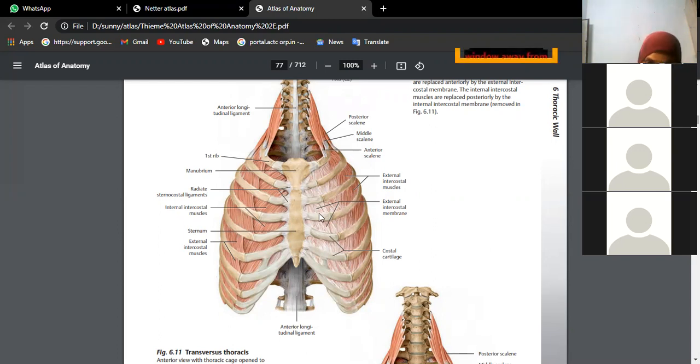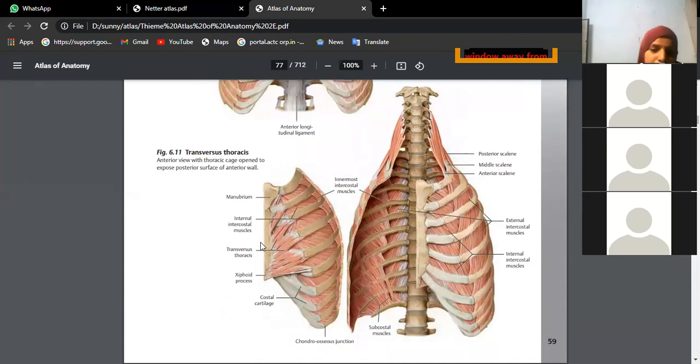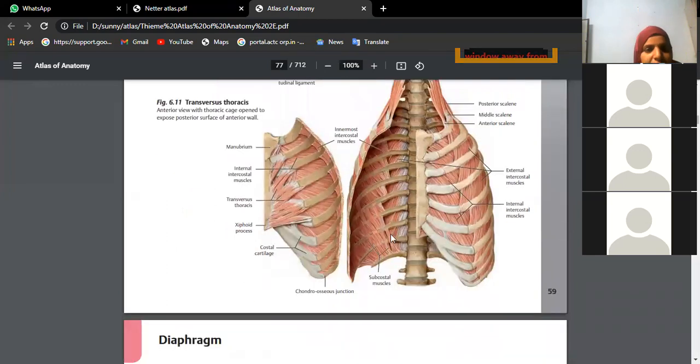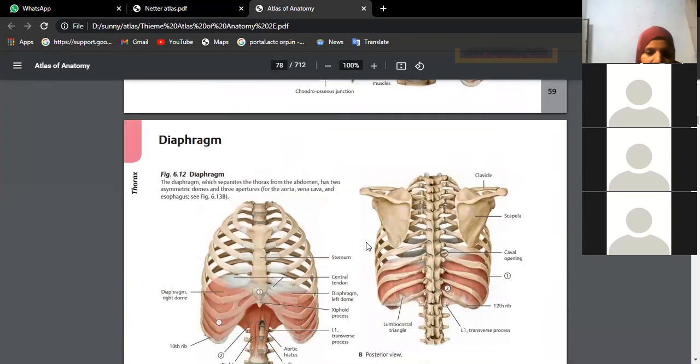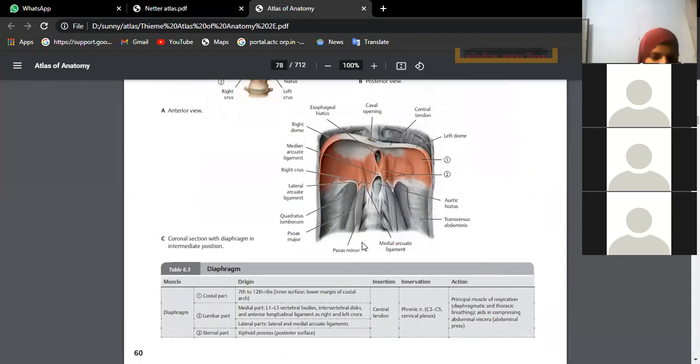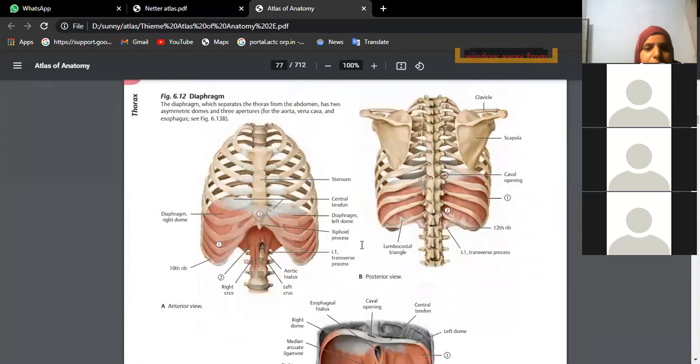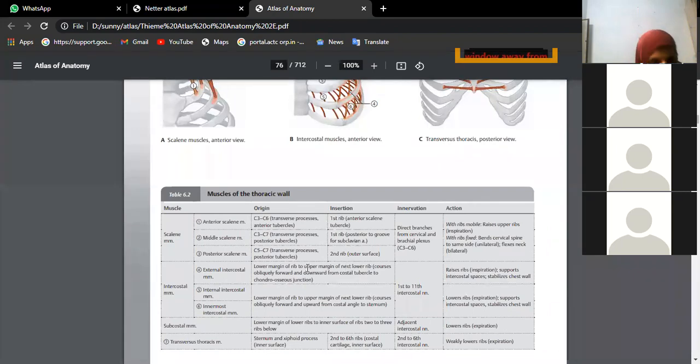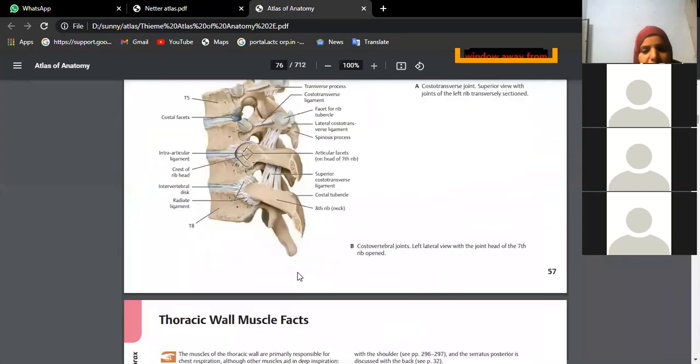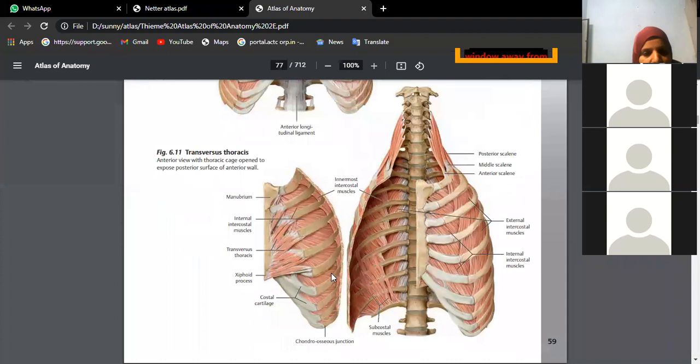Once you cut this membrane, the anterior intercostal membrane, external intercostal membrane, underlying that you will find the second muscle. What is this? Internal intercostal muscle. Okay. Then deeper inside, you will have transversus thoracis. So first is external intercostal, second is internal intercostal, and then the third one is transversus thoracis. So these are the muscles we have in the thoracic cage. When you go tomorrow, just try to observe this.